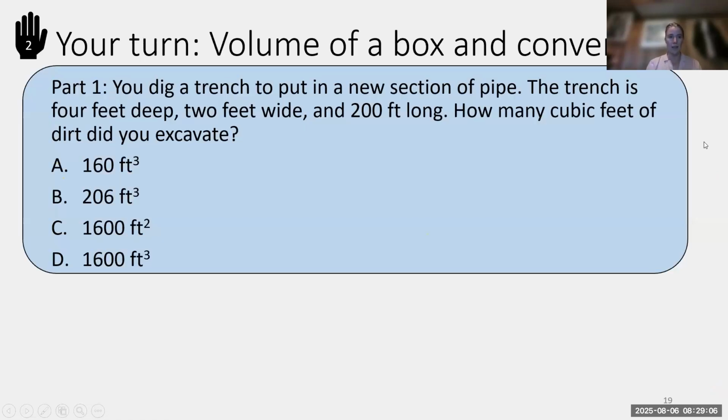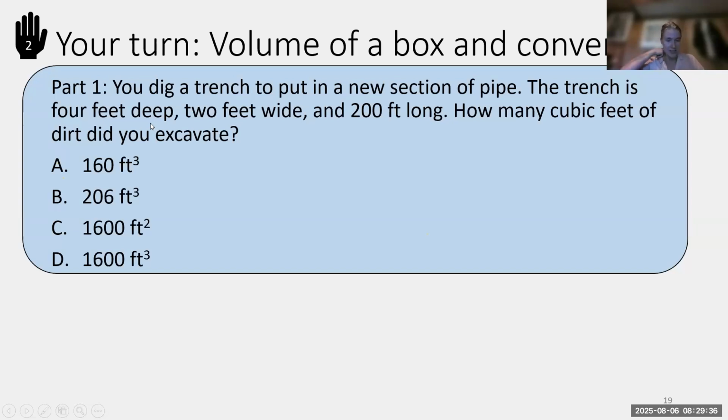Okay. So we're going to do another practice problem here. This is going to be a volume of a box plus a conversion, kind of like what we just did. And this is just going to be part 1 of that question. For part 1, we're going to dig a trench to put in a new section of pipe in the ground. The trench is going to be 4 feet deep, 2 feet wide, and 200 feet long. How many cubic feet of dirt did you excavate?